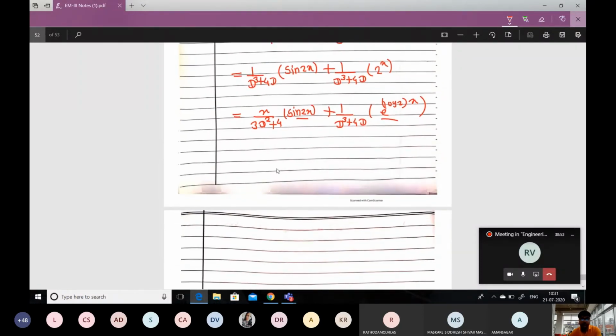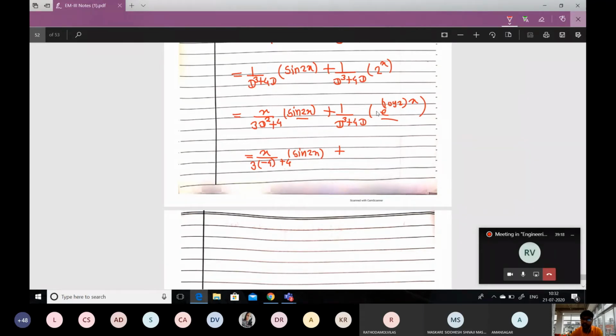Okay. Now here we can replace the d square term by minus 4. So we will get x upon 3 into d square term replaced by what? Minus 4, that is minus a square. So it is minus 4 plus 4, sine 2x as it is. Okay. And here we have to replace d by, not d square, because it is an exponential term.